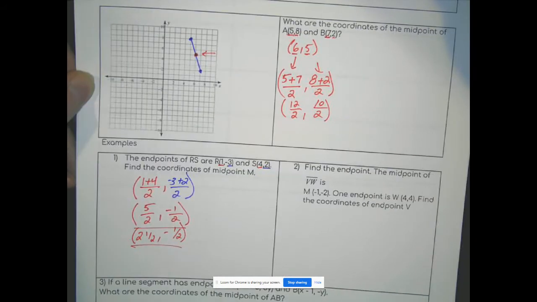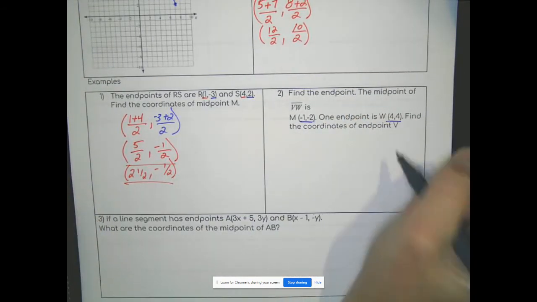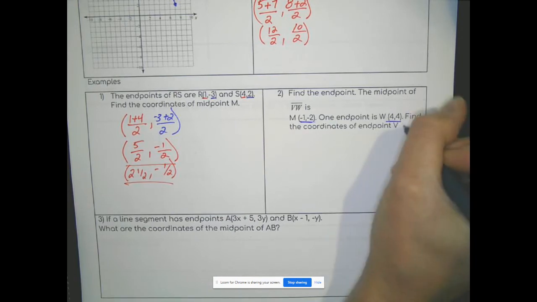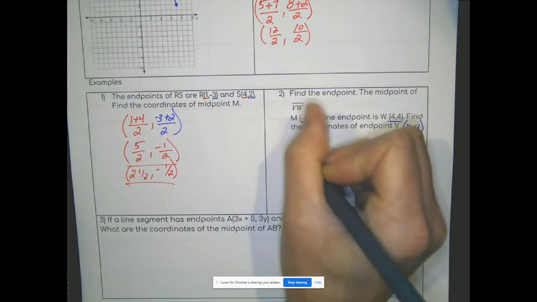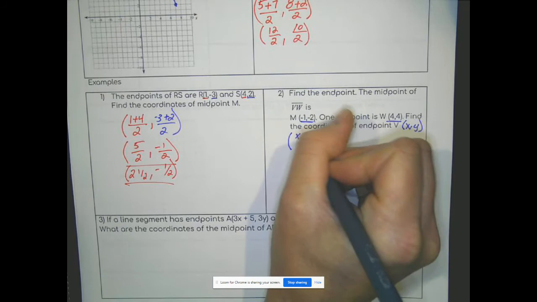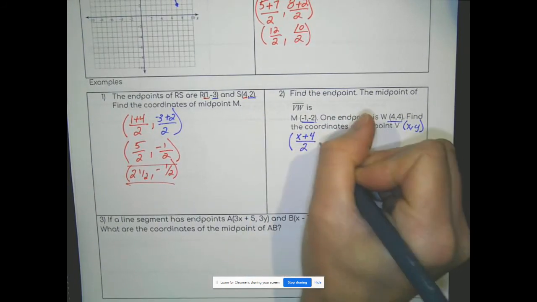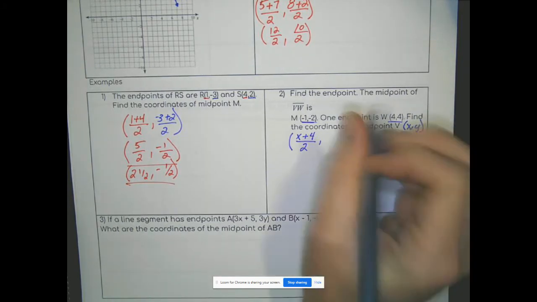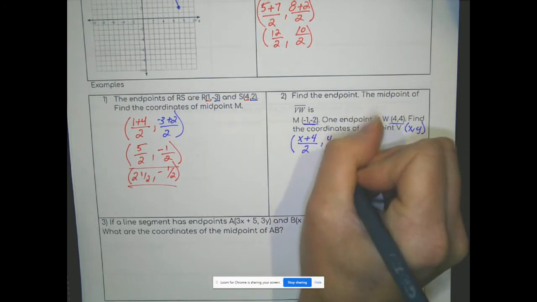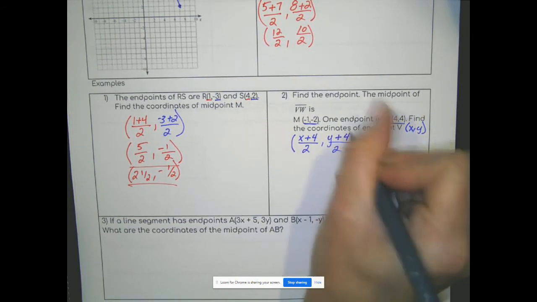Okay, so number 2, the second example is a little bit tricky. In this case, you're being given the midpoint and you only have one endpoint, and you have to find the other endpoint. I'm going to call that other endpoint xy. So I know the formula would be x, the point that I don't know, plus the x value of the point I do know, divided by 2. And I know that my y value would be the y value that I don't know plus the y value that I do know, divided by 2.